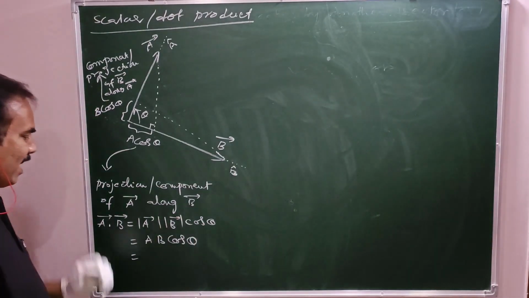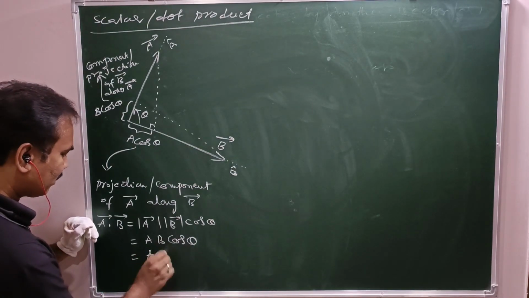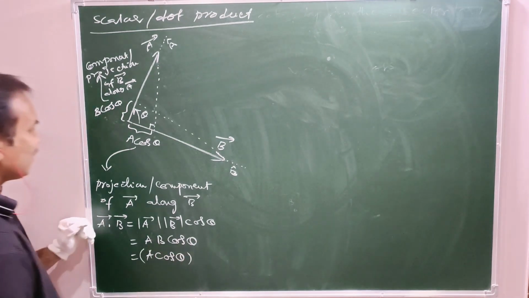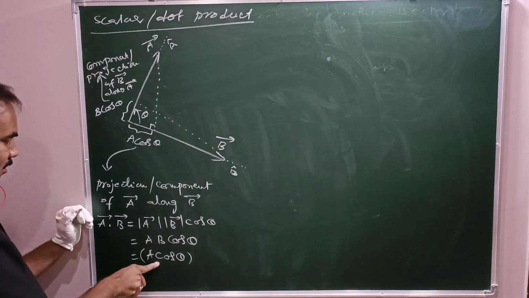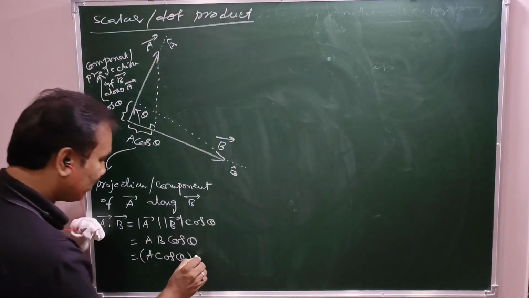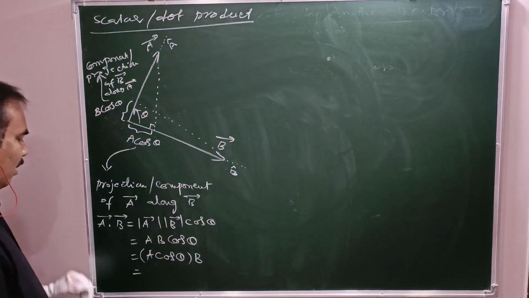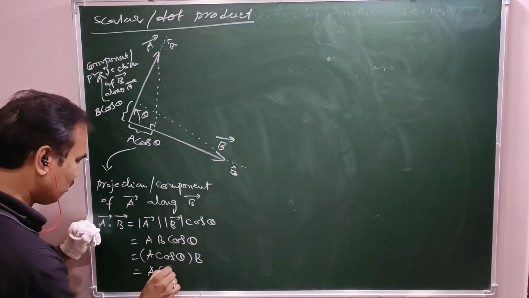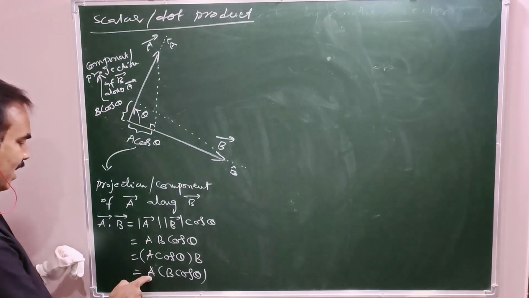This also can be written as A cos theta into B. What is A cos theta? The component of A bar along B bar. A cos theta into B, since we are left with the B here. Similarly, it can also be written as A into B cos theta.